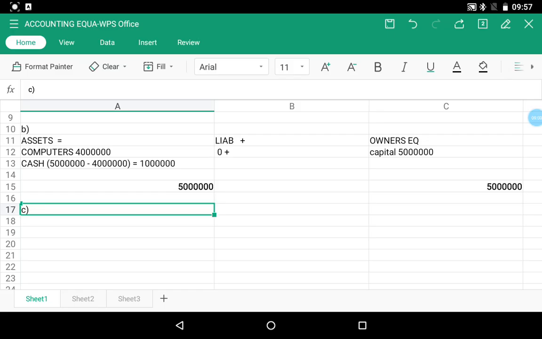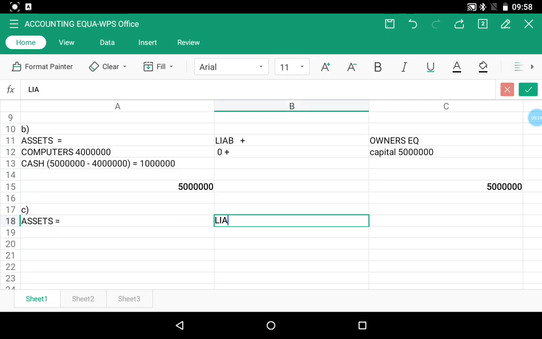So, as we have said, every transaction we first restate our accounting equation. So our accounting equation, we have it as assets is equal to liabilities plus owner's equity.